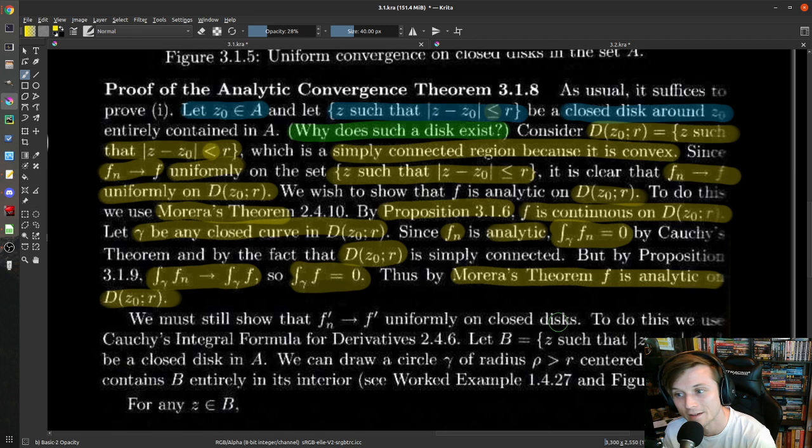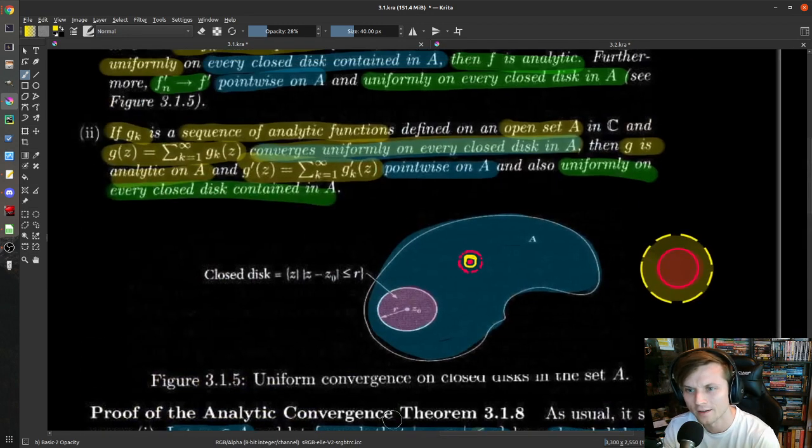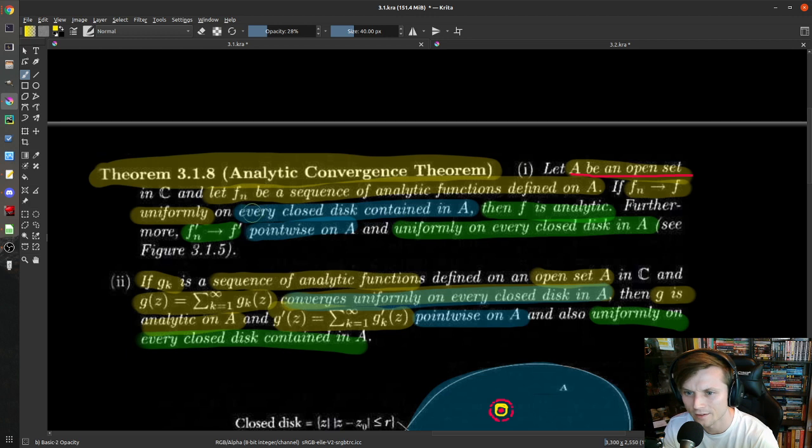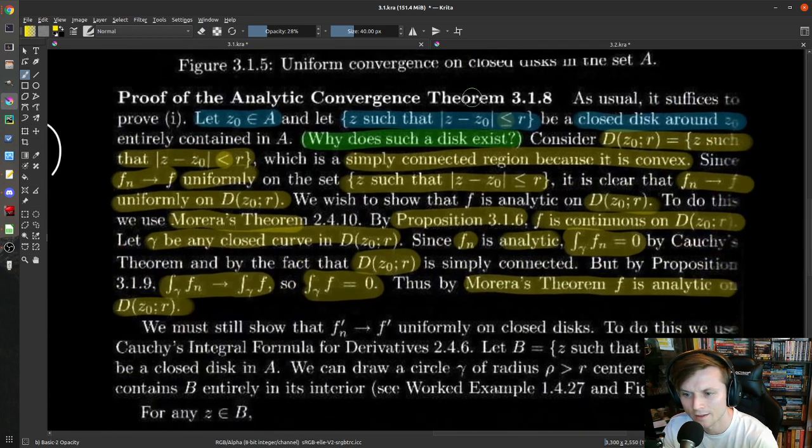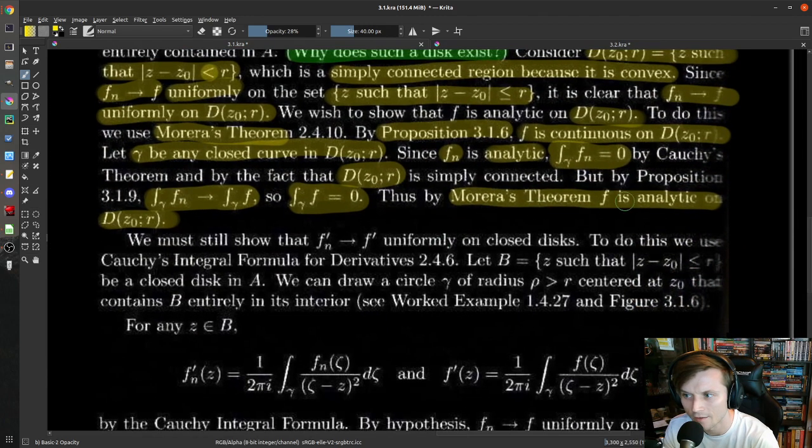Easy. Now, why didn't we just start with A? Why did we grab this disk? What the heck? Now, look at this. On every closed disk contained in A, F is analytic. What's going on right here? So, F is analytic on D(z naught, r). Let's finish the proof and address this again.